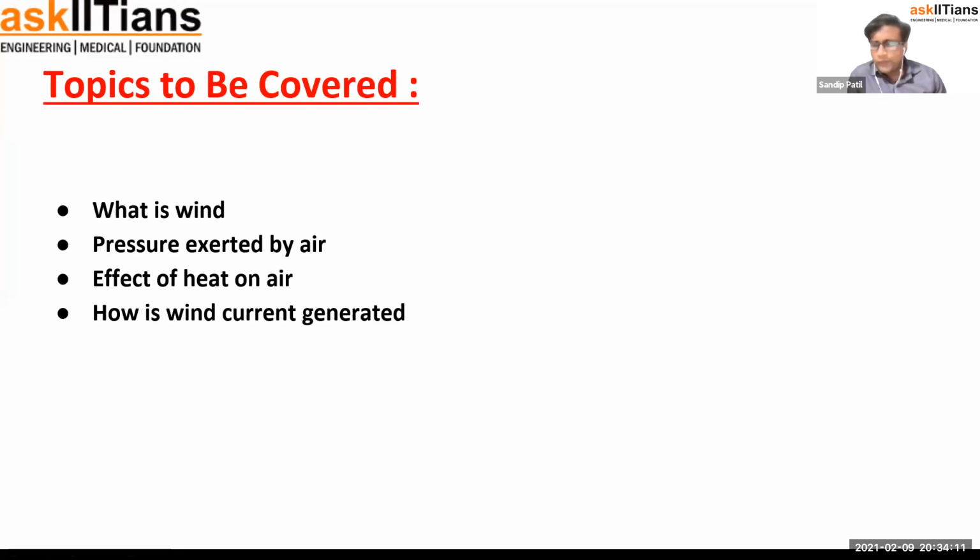So let's see what we are going to cover in this session. First thing first, what is wind? Then the pressure exerted by air, or you can say force exerted by air. What happens if we heat the air? And how the wind current is generated. Current here does not mean electrical current. Wind current means the flow of wind. Even for water, when water flows through a river, we say water current is flowing. That is not the electrical current measured in amperes. Wind current means that wind is flowing, and how that wind current is generated. We are going to see all these topics in this session.